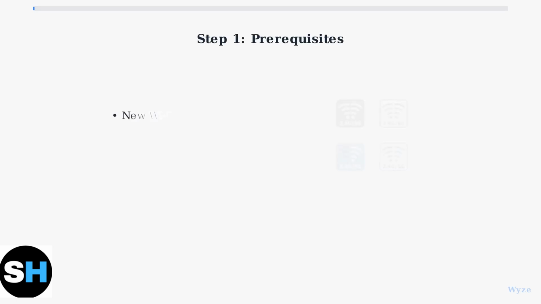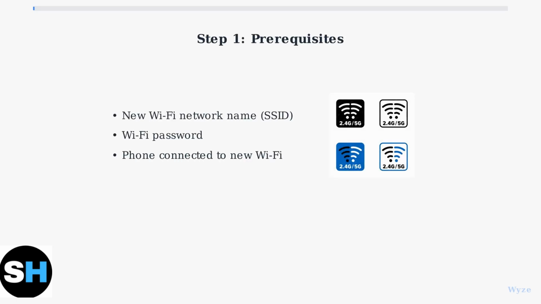Before changing your Wyze Camera's Wi-Fi network, you'll need two things ready: your new Wi-Fi network name and password, and your phone must be connected to the new Wi-Fi network. Open the Wyze app on your phone.